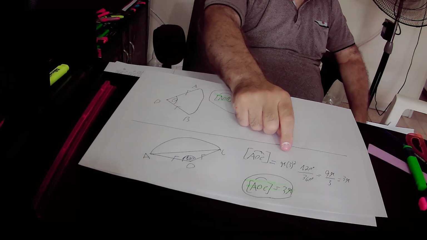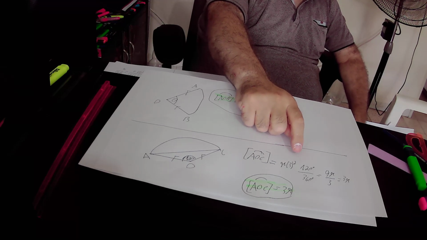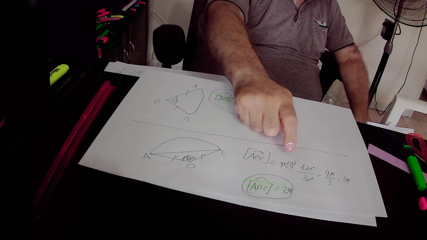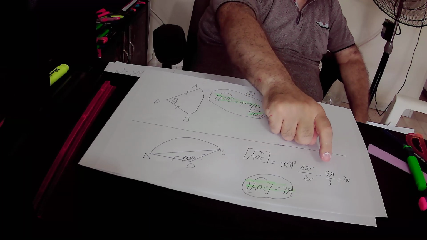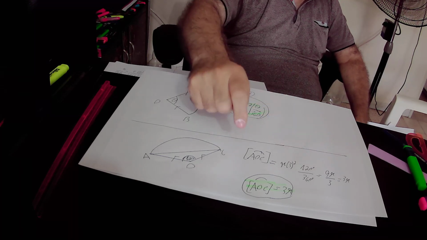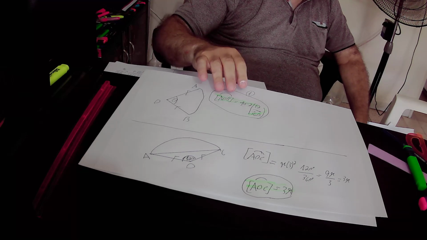Here 3 squared is 9, so this expression in total equals 9 pi. 120 degrees over 360 degrees is 1/3. So in total this expression equals 9 pi over 3. 9 over 3 is 3, so in total this expression equals 3 pi. So we found out that the area of sector A or C equals 3 pi square units.